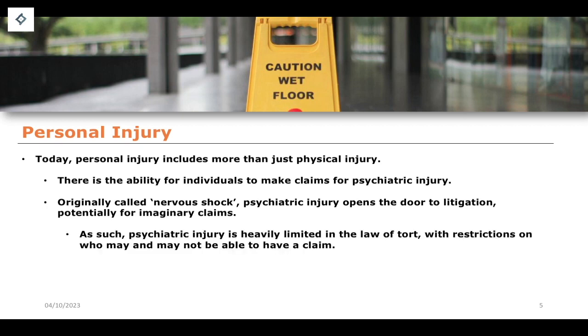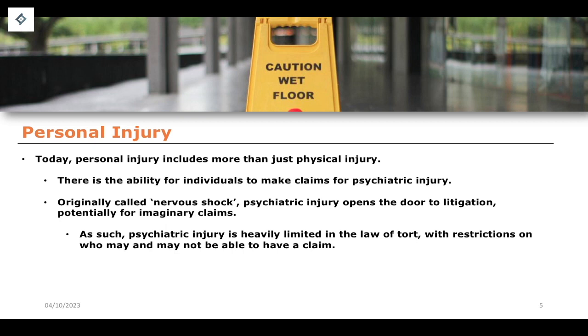Now, the reason why this is not necessarily the case anymore, or was never necessarily the case, is because psychiatric injury is very heavily limited in the law of tort. There are very many restrictions on who may and may not be able to make a claim within negligence for psychiatric injury. There has to be certain recognized psychiatric conditions that are ascribed onto you. You also have to make delineations between the kind of psychiatric victim you may be, i.e. a primary or a secondary victim. We'll get to all this in future lessons' time, but just note that psychiatric injury claims are particularly limited.